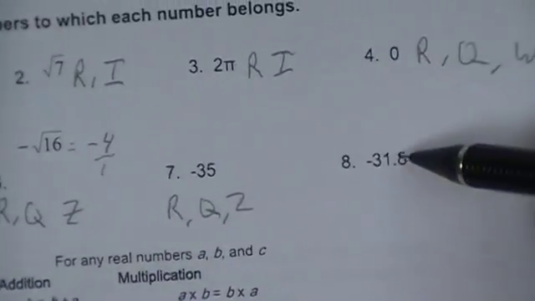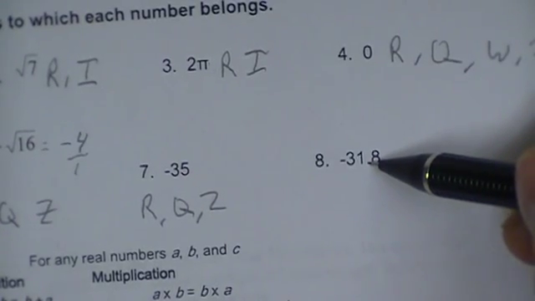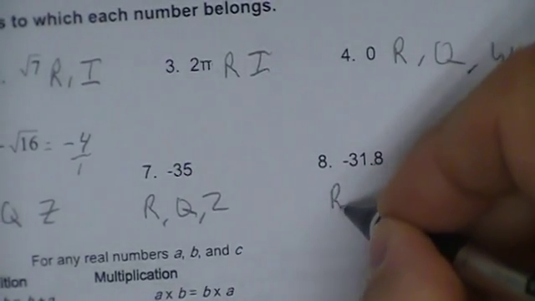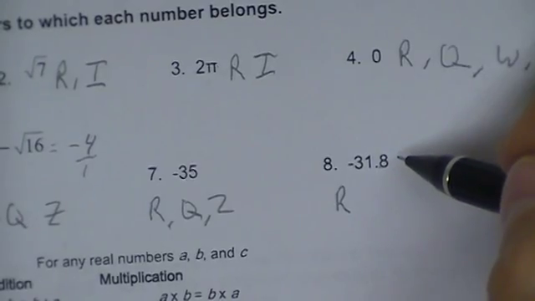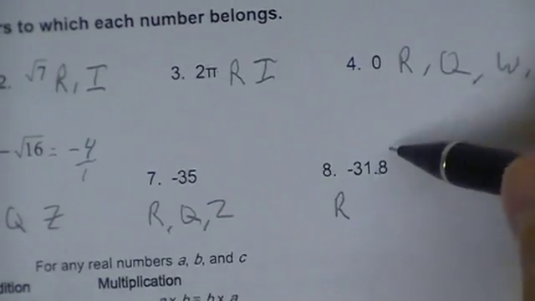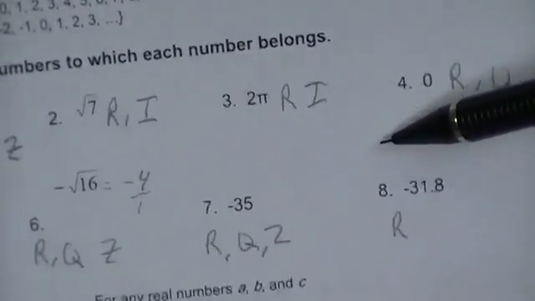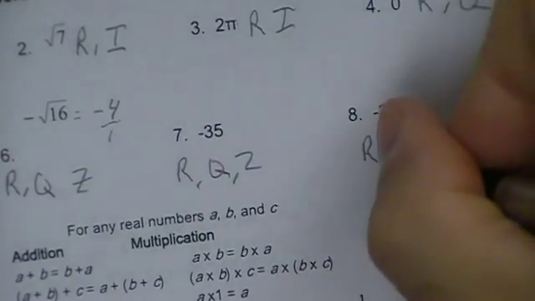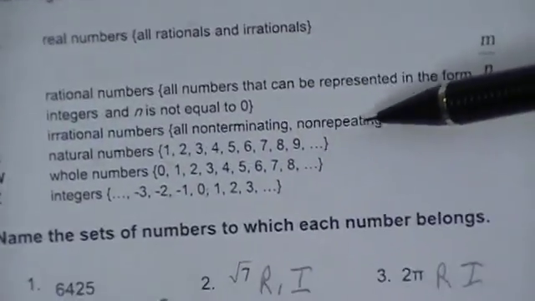Okay, this is a negative, but it's not a whole number, it's a decimal, right? So again, this is an R, everything is an R, okay? And can I make the decimal a fraction? Are fractions the same as decimals? Yes, they are. And then the rest of these, it's a decimal that does repeat.